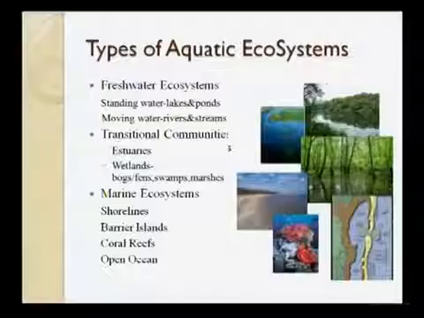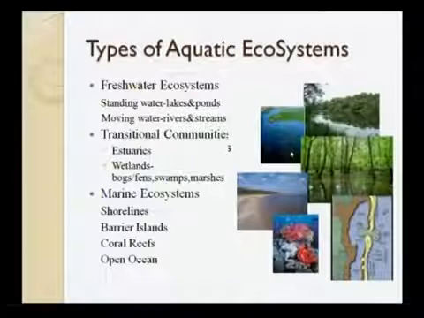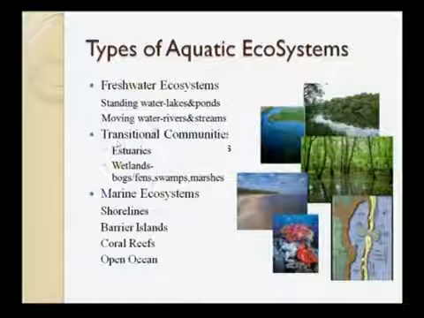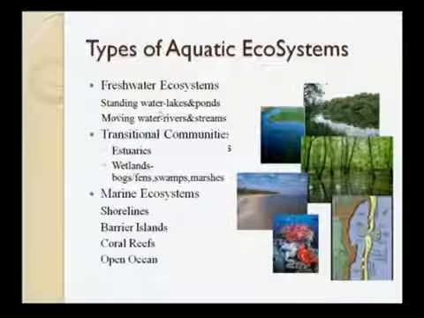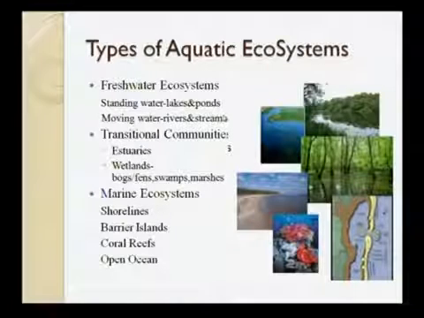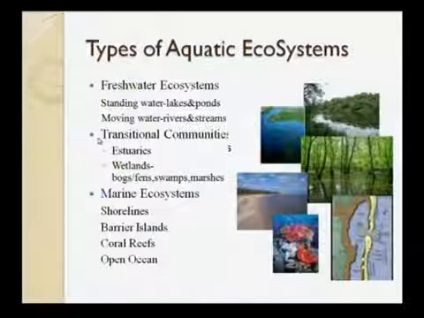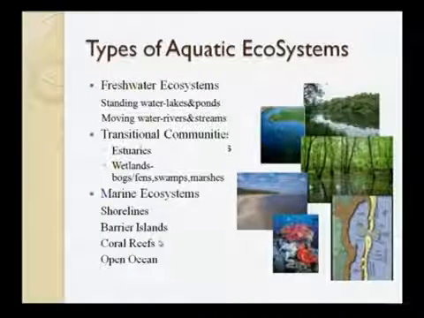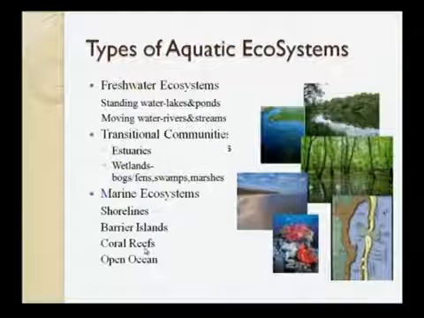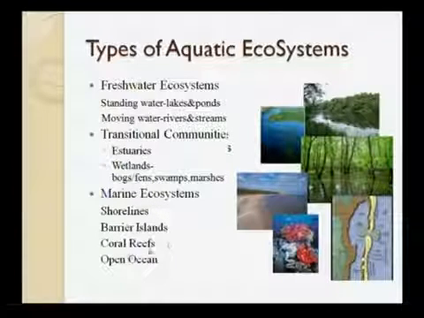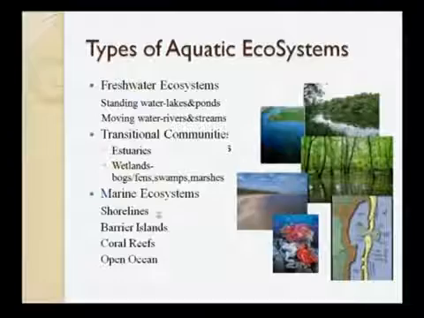Okay. So look at this slide, friends. Here there are types of aquatic ecosystems. The first one is freshwater ecosystem. And what are the water bodies in the freshwater ecosystem, friends? Standing water like lakes, ponds and moving water like rivers, streams. These are the water bodies in the freshwater ecosystem. The next one is marine water ecosystem. Let us learn what the water bodies in the marine water ecosystem are. They are shorelines, barrier islands, coral reefs and open oceans, and simple examples like oceans and seas are the examples of the marine water ecosystem, right?